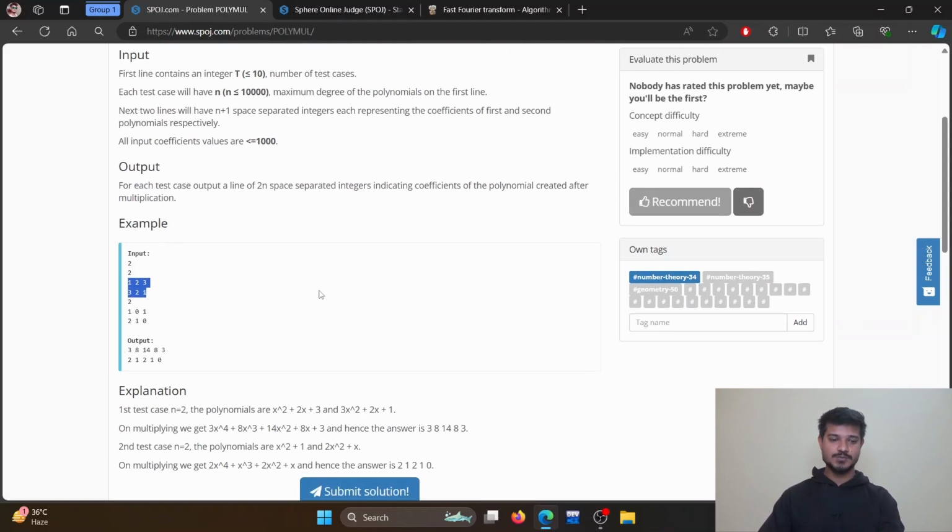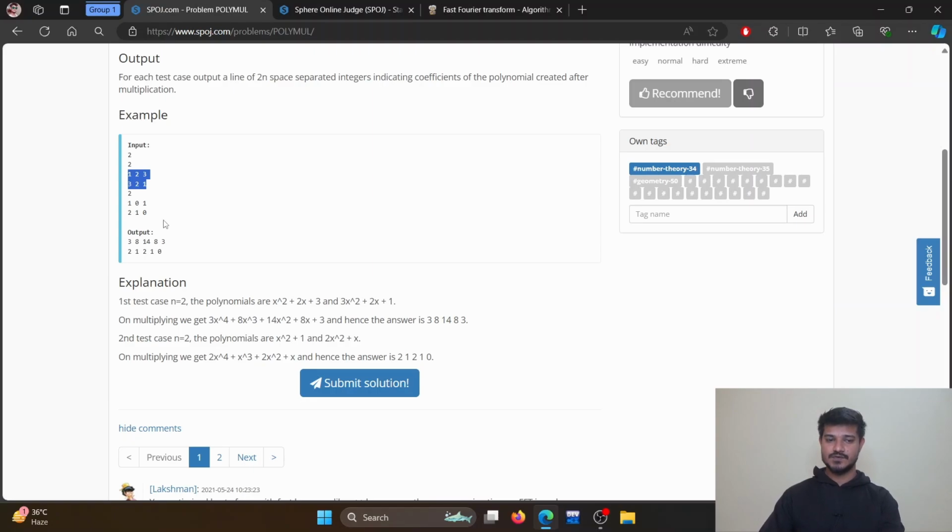For example, the polynomials in the first example are x square plus 2x plus 3, and of course these are the coefficients, and the second polynomial is 3x square plus 2x plus 1. When you multiply these two, you get 3x raised to the power 4 plus 8x raised to the power 3 plus 14x raised to the power 2 plus 8x plus 3, which in coefficient form would be 3, 8, 14, 8, 3, and that's what we are printing. So, two polynomials in coefficient form, multiply them, and print the result back in coefficient form.